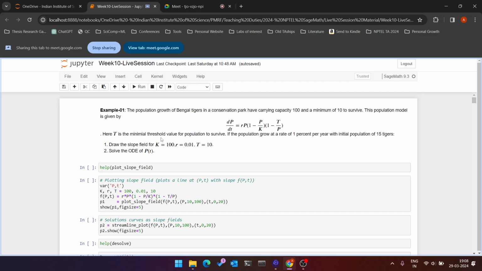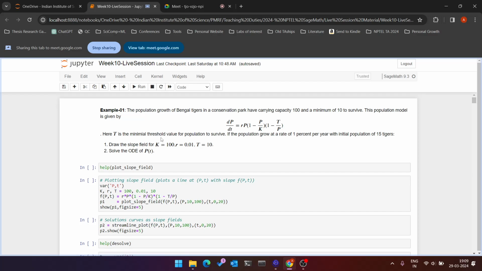As is the custom each week, we'll be going through a set of problems which will further elucidate the concepts that have been taught in the previous week. So in this week, that is week 10, we learned how different methods are used to solve ODEs, including numerical methods, the Laplace transform, as well as making use of slope fields and so forth. With that in mind, we'll be beginning this week's session.